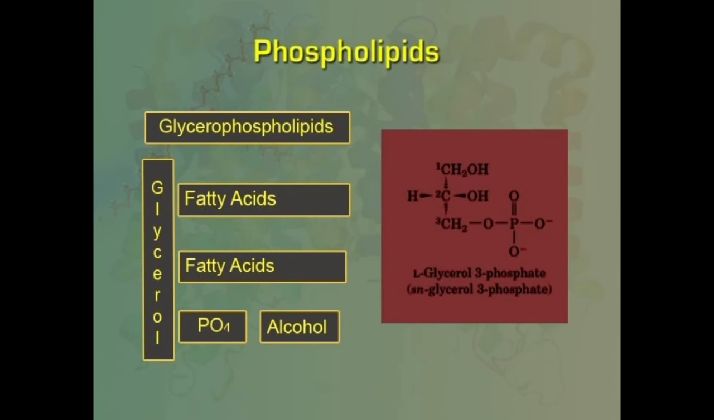Now, coming to phospholipids, we have glycerophospholipids, where very similar to triacyl glycerols, you have a glycerol molecule esterified not to 3, but to 2 fatty acids, and on the third carbon you have a phosphate group attached to another nitrogenous base or an alcohol.